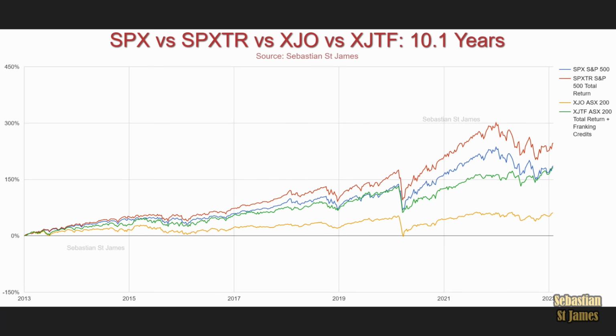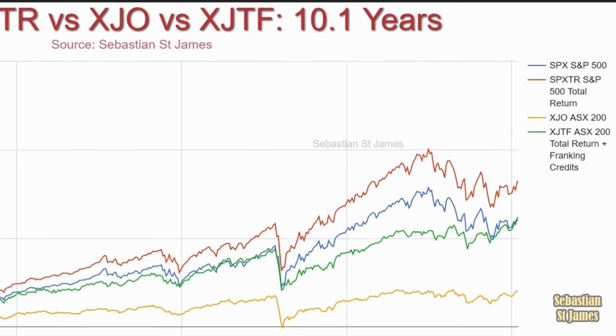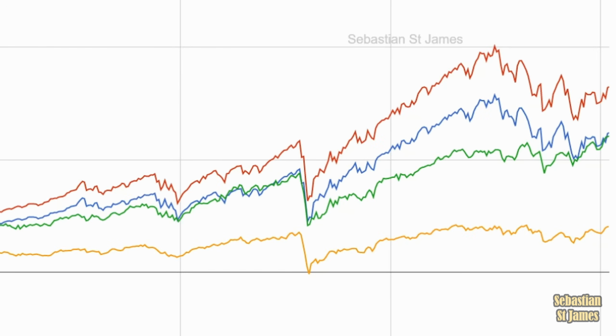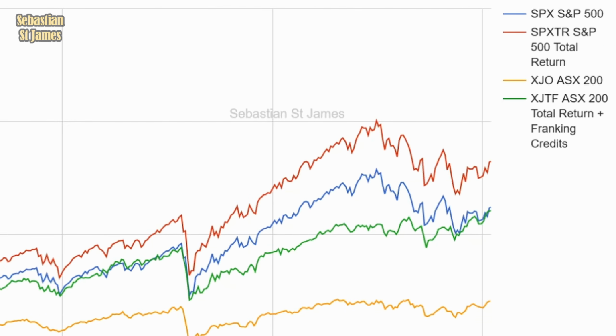So here is, wow, it's absolutely everything, isn't it? It's the S&P 500 with and without dividends. It's the ASX 200 with and without dividends and total franking credits. And you can see red is on top, orange is down the bottom, and a couple in between, so what are they? Well, blue is the S&P 500 straight, the total return is in red, orange, which is down the bottom, is the ASX 200, and then if you add in the franking credit, it becomes green. Good, we've cleared that up.